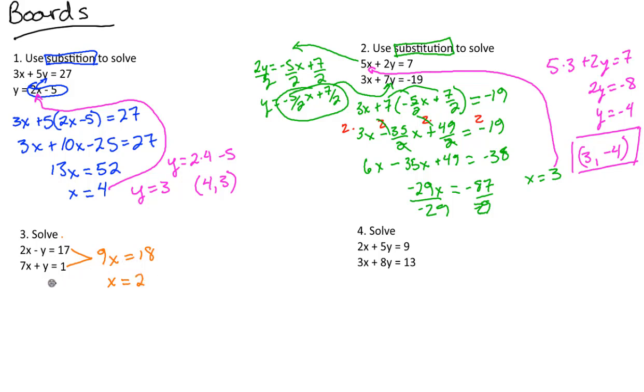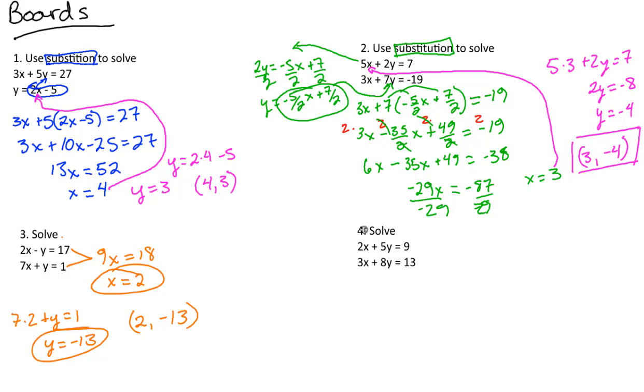Now let's stick 2 back up in here. We get 7 times 2 is 14 plus y equals 1. That is, subtract 14 from both sides, and we get y equals negative 13. So the point is (2, -13). And that is the only point that works in both of those equations.